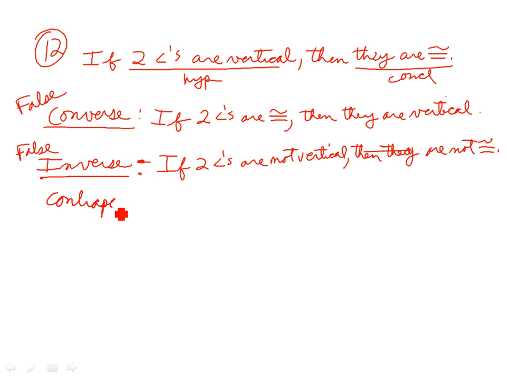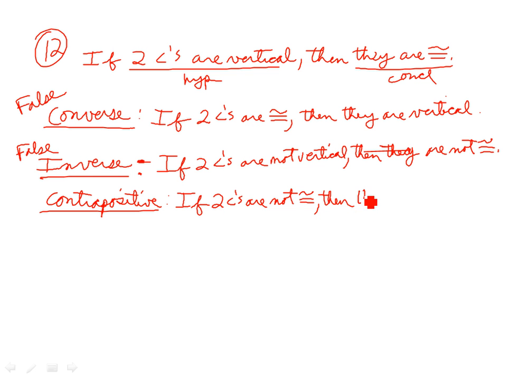Contrapositive. The contrapositive switches and negates it. So it would say: if two angles are not congruent, then they are not vertical. If you've got two angles and you know that they're not congruent to each other, then that tells you that they can't be vertical. So this one is true.